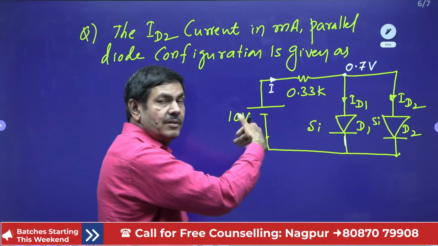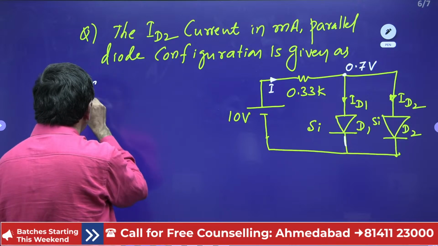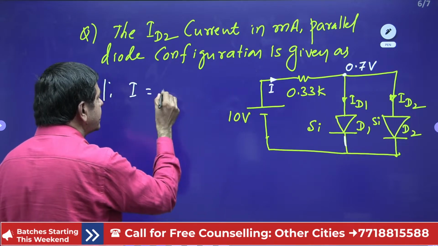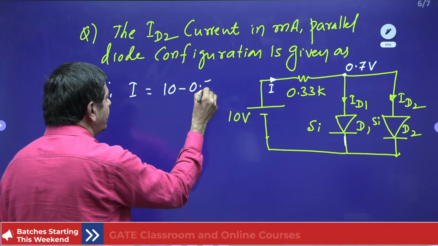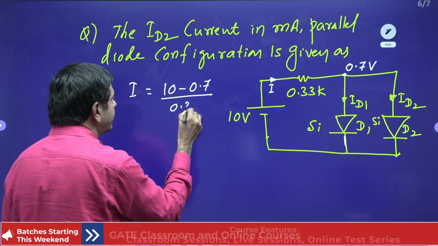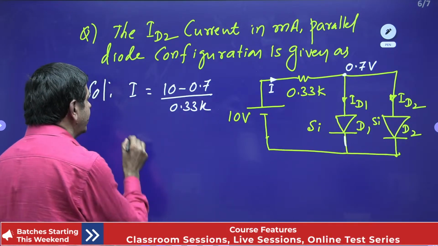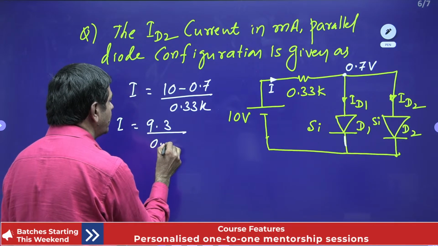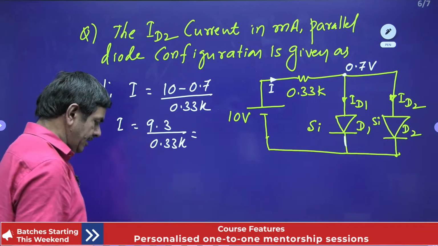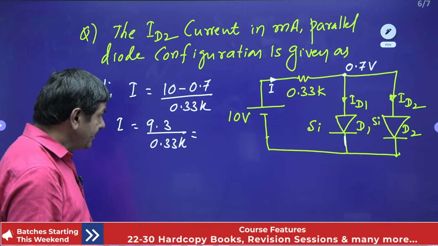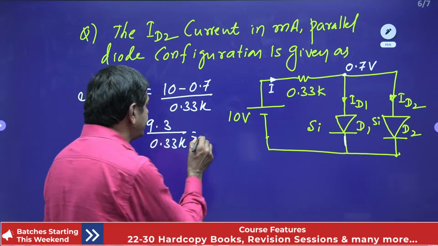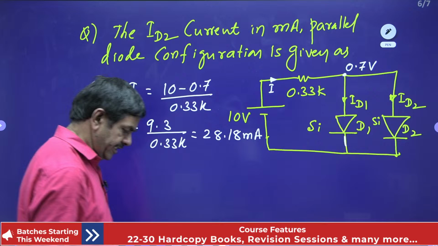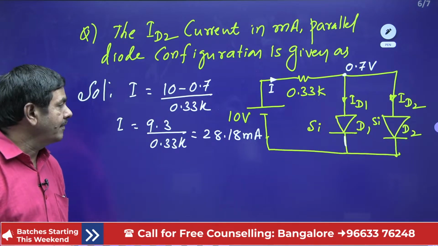ID2 is nothing but I by 2. Half of the current will flow. I is nothing but 10 minus 0.7 divided by 0.33 K. I will get 9.3 divided by 0.33 K. Finally, that current is 28.18 milliamperes. 28.18 milliamperes of current is passing.